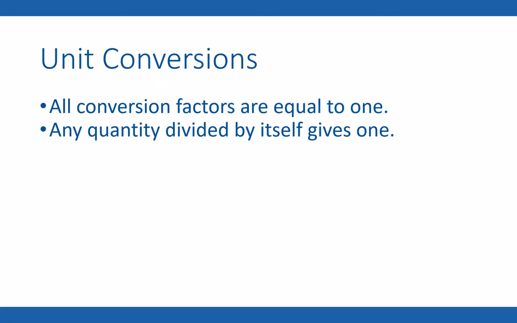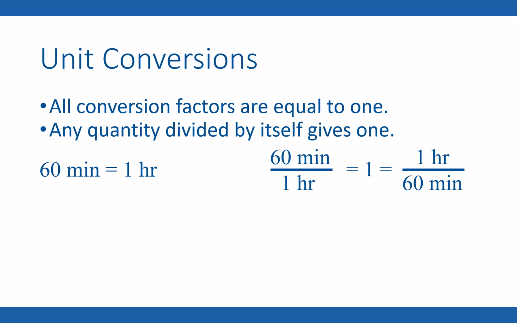Remember that any quantity divided by itself equals 1. For example, 60 minutes equals 1 hour. That means 60 minutes divided by 1 hour equals 1. And 1 hour divided by 60 minutes also equals 1. In both cases, the numerator and denominator are equal to each other. We can use these as conversion factors.